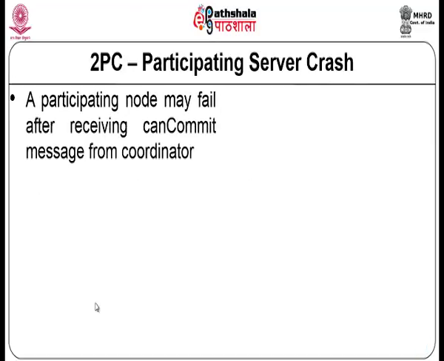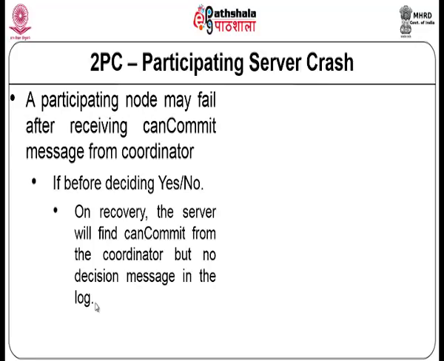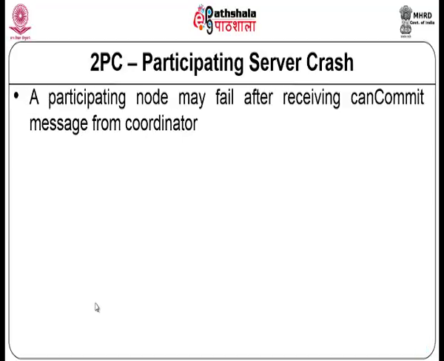Now, if a participating node fails after receiving the CAN commit, but before deciding a yes or no, when it comes back up, it will check its stable storage and it will see that the coordinator had sent a CAN commit, but its own decision is not there. So, it will again abort because it has not sent a decision. No decision will be sent before putting it in the stable storage. If stable storage does not contain a yes or no, it means that it has failed before taking a decision. So, by similar logic as we applied, it will abort.